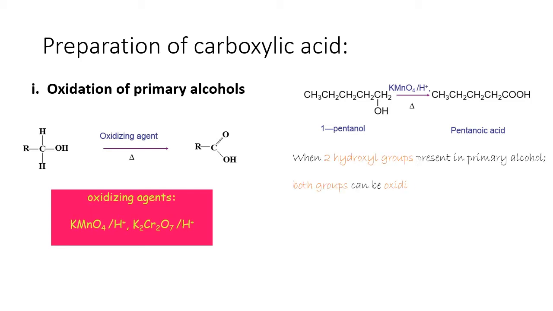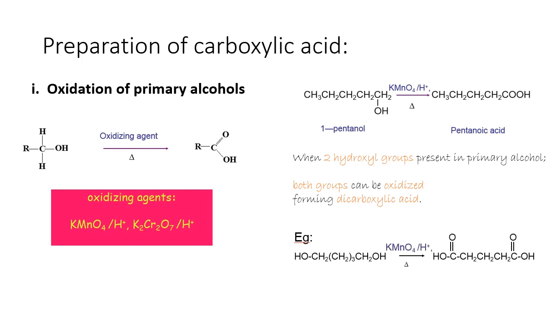When two hydroxyl groups are present in primary alcohol, both groups can be oxidized forming dicarboxylic acid. For example, this compound has two hydroxyl groups. So when the compound undergoes oxidation, both of the hydroxyl groups turn to carboxyl groups.